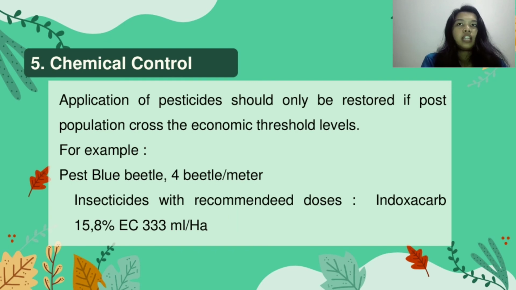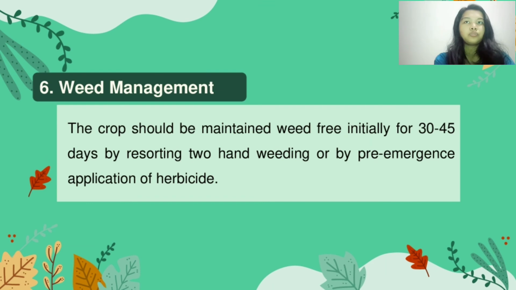And then the next one is chemical control. Application of pesticides should only be resorted to if pest population crosses the economic threshold levels. So for example, when there are 4 beetles per meter, the insecticide that we use is approximately 333 milliliters per hectare. And the last of the implementation of IPM for soybean crops is weed management.